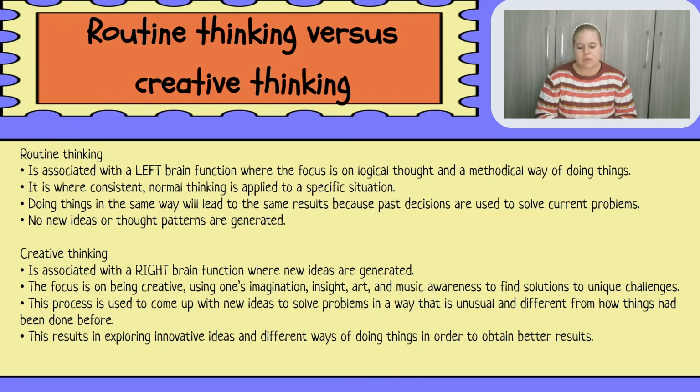Okay, routine thinking, we're looking at the left side brain function where it focuses on logical thought and a methodical way of doing things. It is consistent. It's a normal way of thinking that is applied to a specific situation. Doing things in the same way will lead to the same results because past decisions are used to solve current problems. Okay, just as an example of routine thinking, the way I look at it is your everyday thinking.